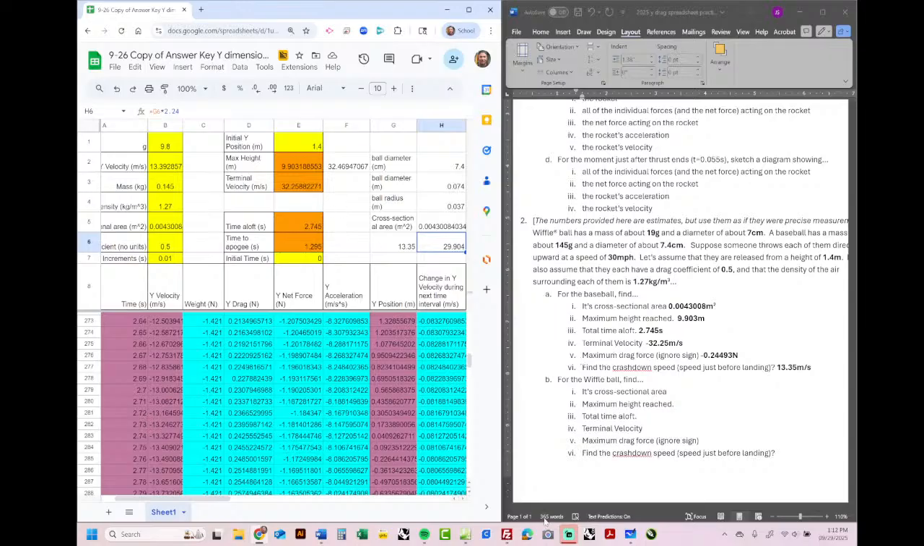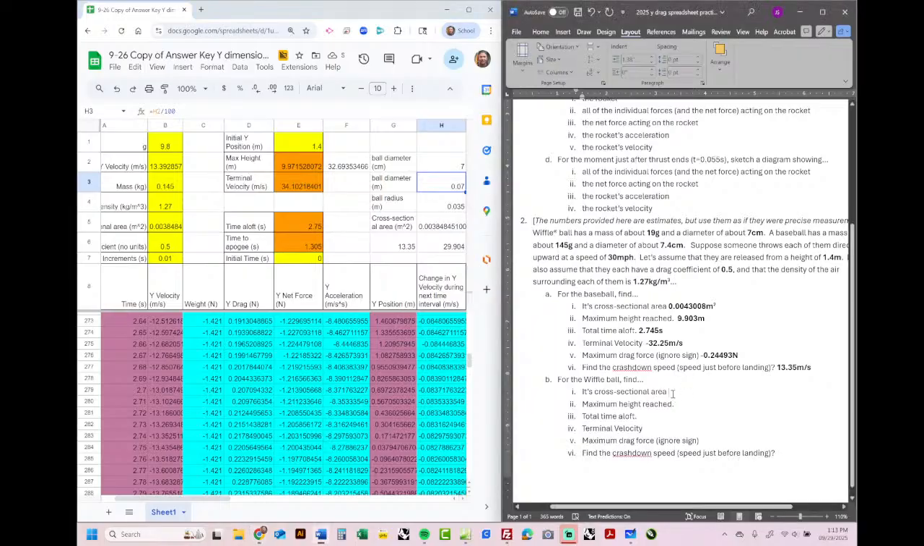All right, now the wiffle ball. So for the wiffle ball, a lot of things are similar or the same, but the mass is different. So I'll do that last because that's the most dramatic thing. The diameter of the wiffle ball is a little bit smaller. So instead of 7.4, it's 7. And my calculator says that the cross-sectional area, therefore, is 0.0038485 meters squared.